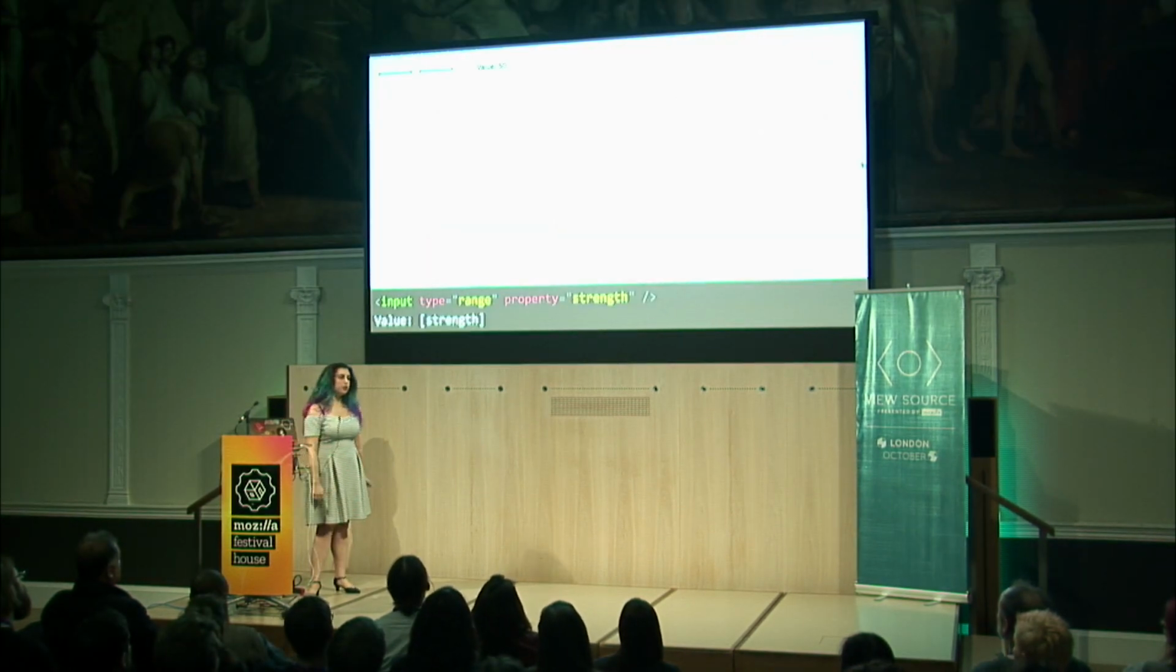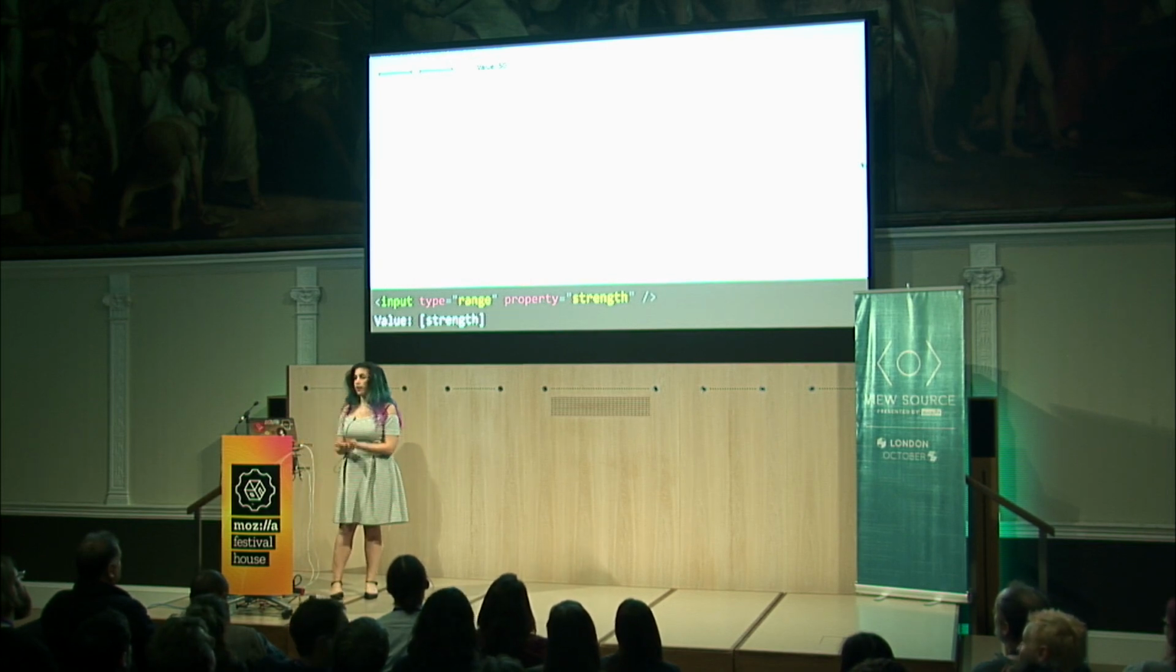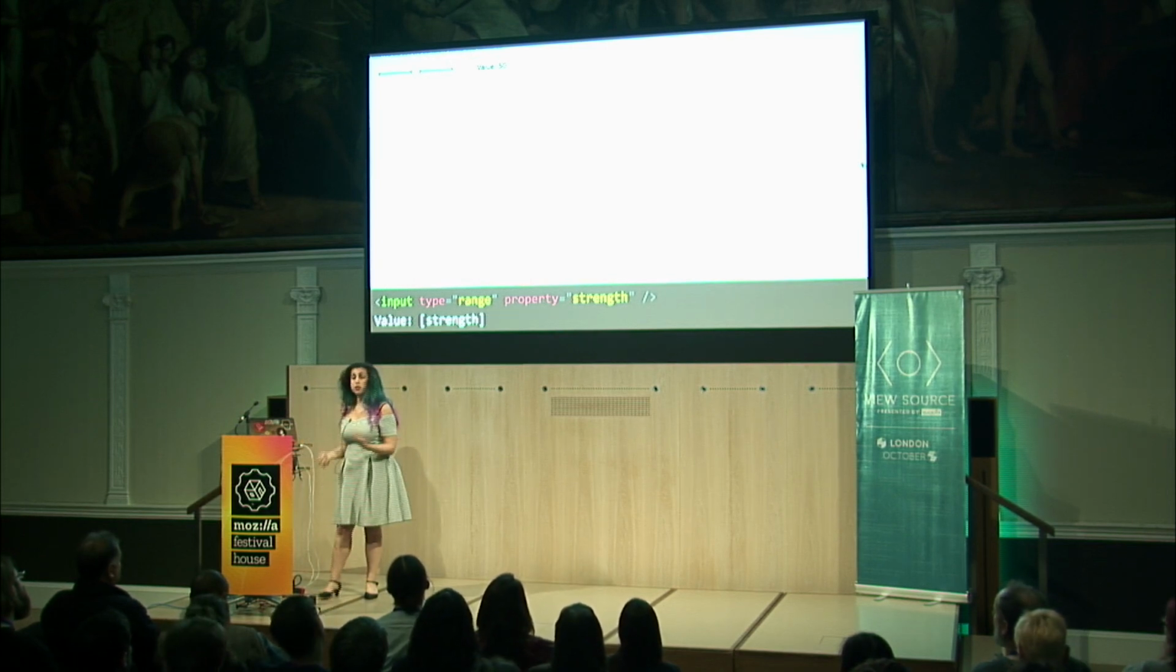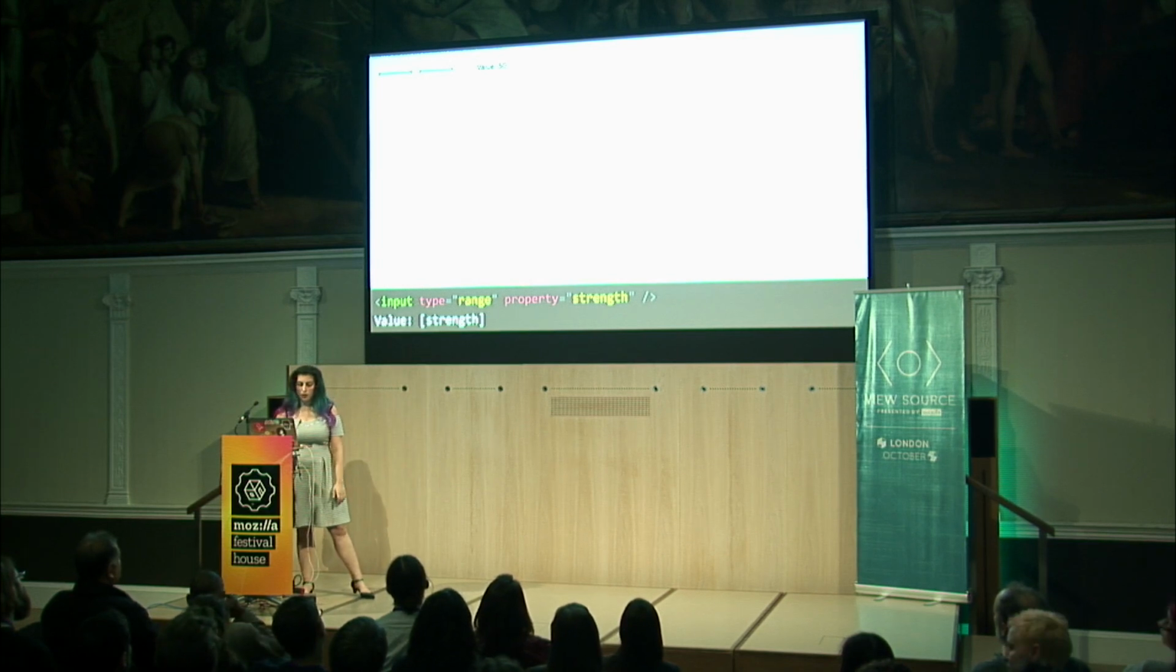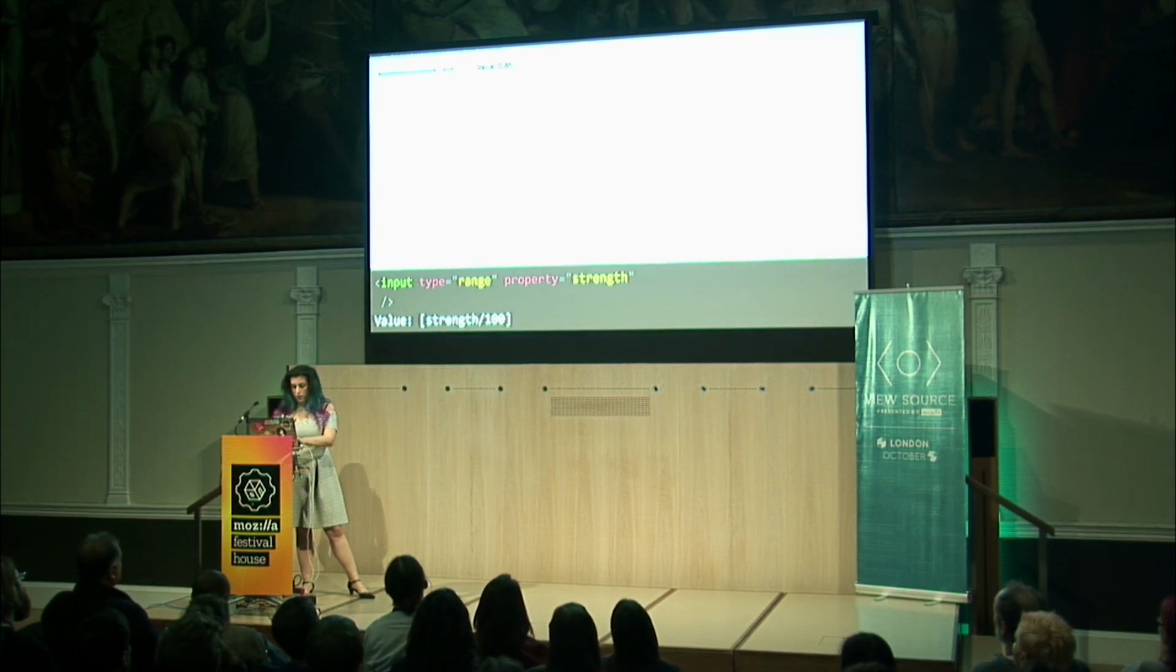However, sometimes you don't just edit data, but you also want to display the same data somewhere else, potentially even transform it, which is what the bracket notation does. So here, notice that I'm changing the slider, and the value updates in real time. I could also do math with it. Here I've divided it by 100. And I could also use that in attributes.